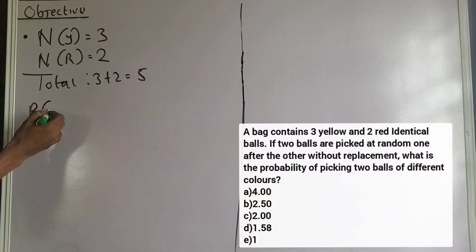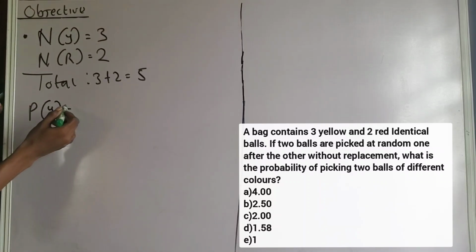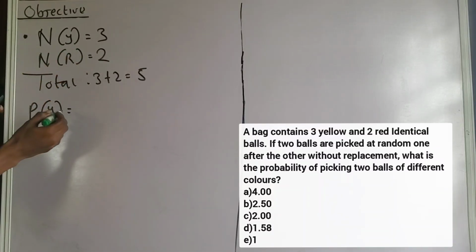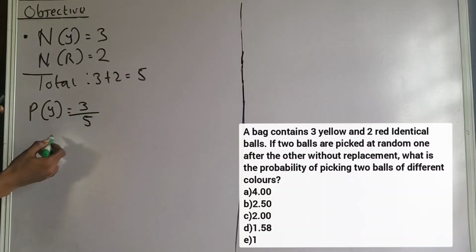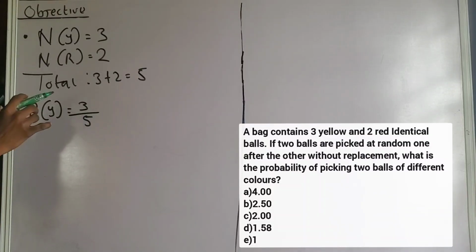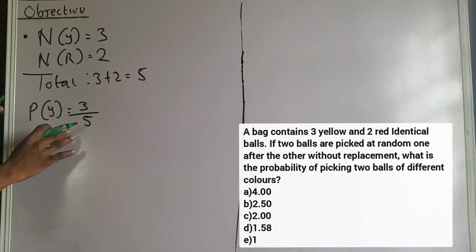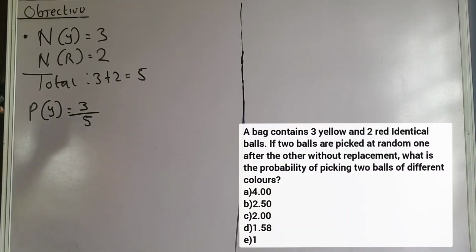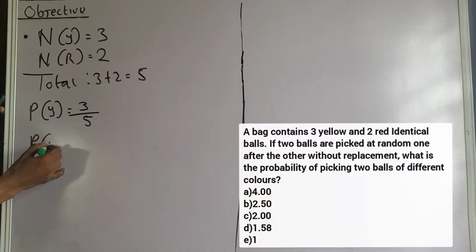The probability of picking a yellow ball will be the total number of yellow balls present inside the bag, which is 3, all over the total number of balls, which is 5. Are you getting it? Total number of yellow balls all over the total number of balls present inside the bag. Now, please pay attention. Then, let us calculate the probability of picking a red ball.